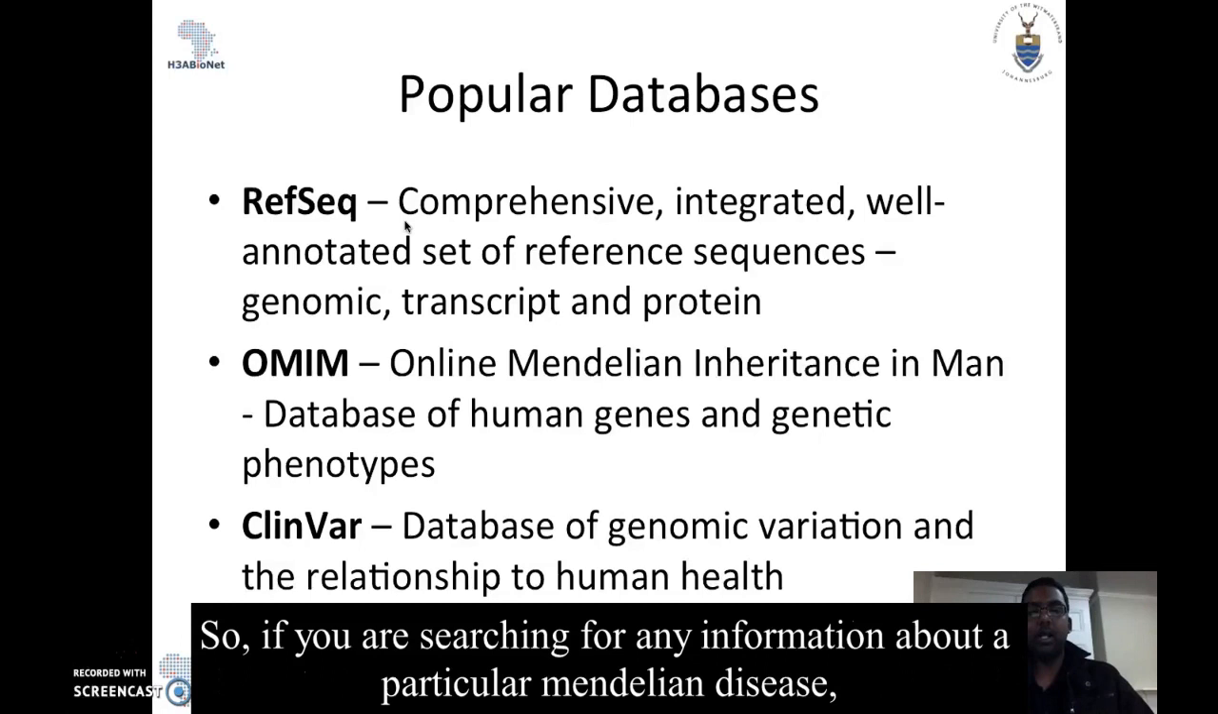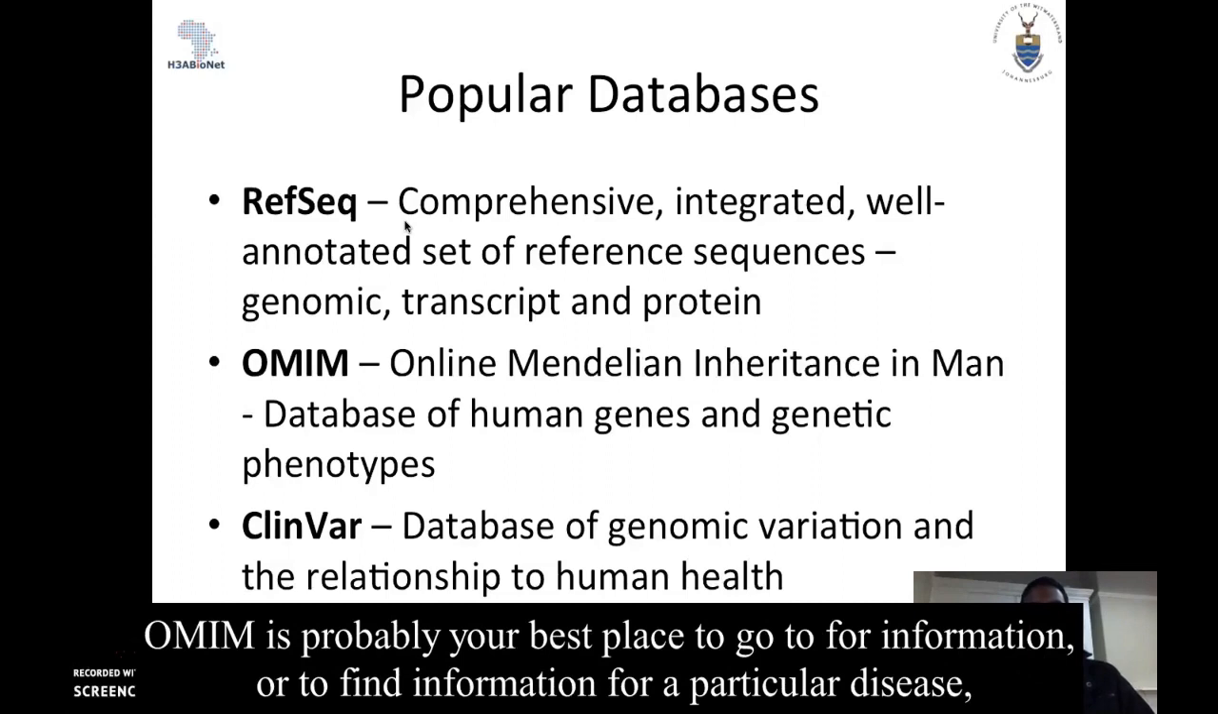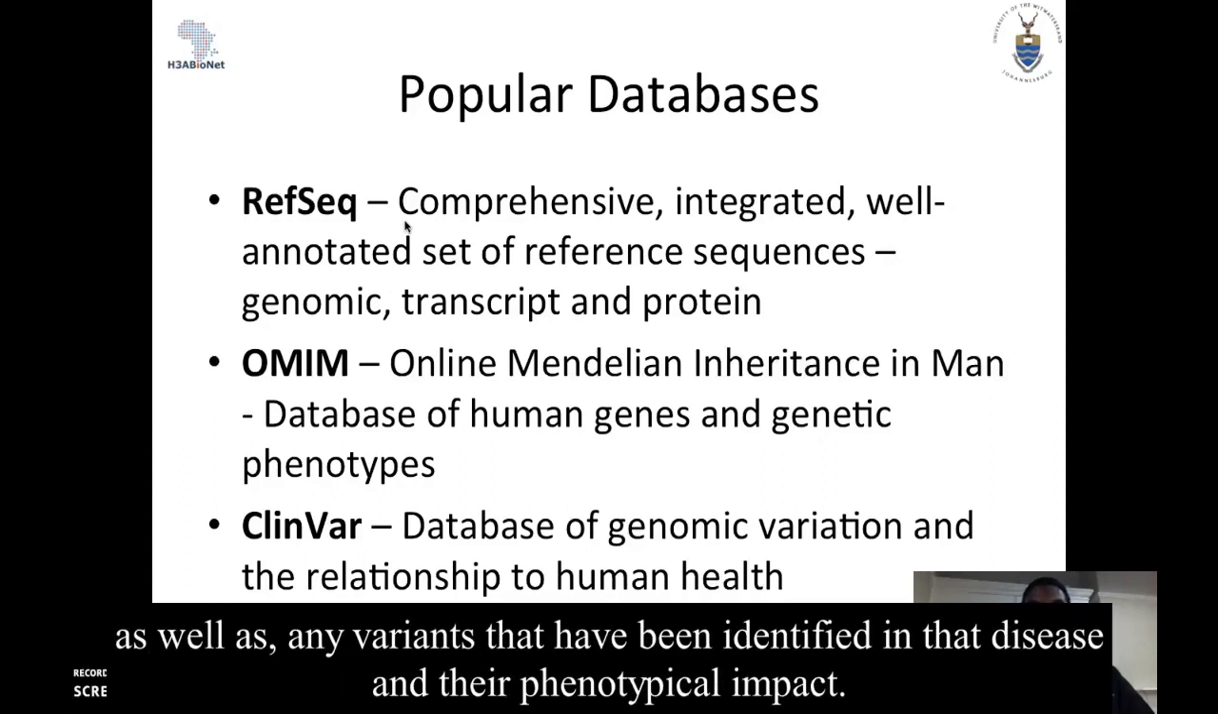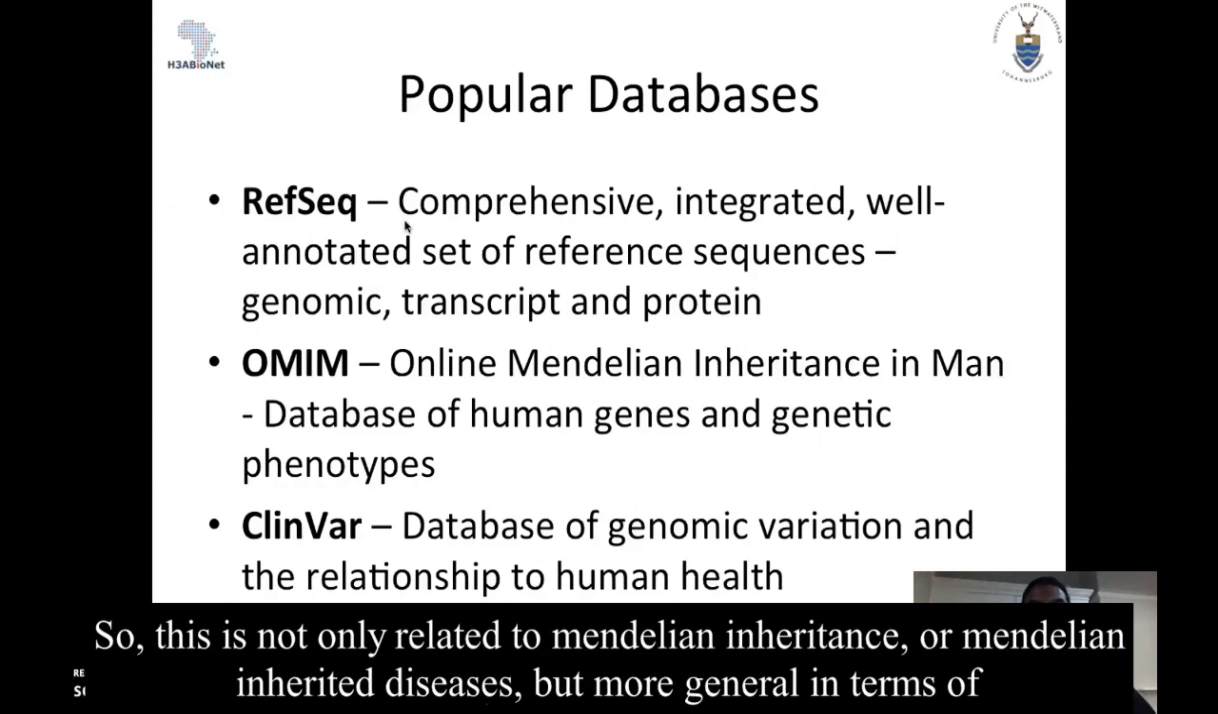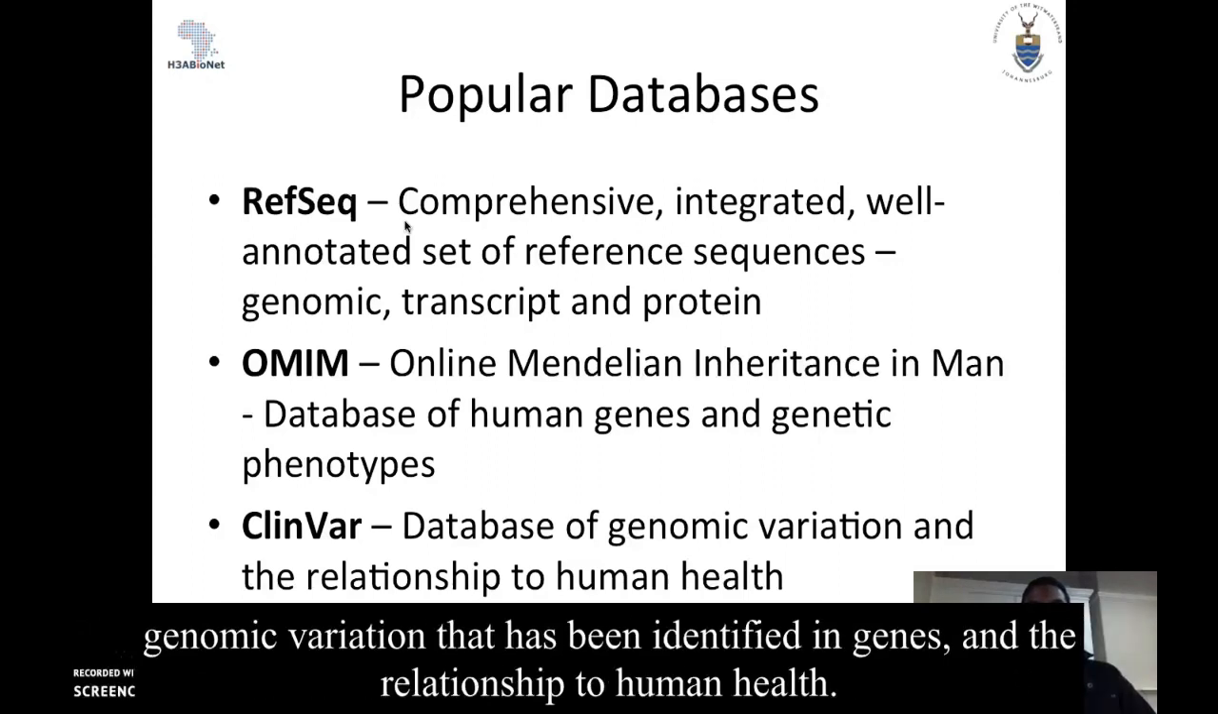So if you are searching for any information about a particular Mendelian disease, OMIM is probably your best place to go, as well as for any variants that have been identified in that disease and the phenotypic impact. And then the final one is ClinVar, and this is a database of genomic variation as well as the relationship to human health or human disease. So this is not only related to Mendelian inherited diseases, but more general in terms of genomic variation that has been identified in genes and the relationship to human health.